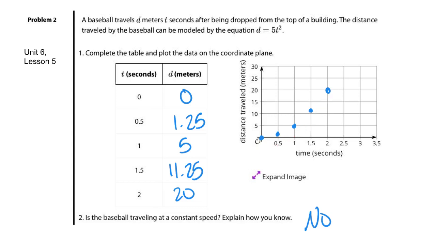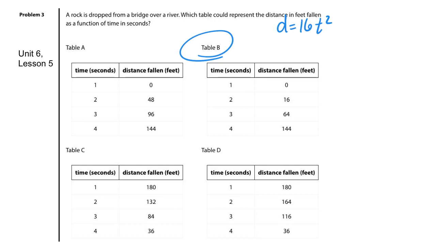And is the baseball traveling at a constant speed? No. If it was, it would be a straight line. It would be a linear function. That's your constant rate of change. But we see that it does not have a constant rate of change. It would be a curved line if we connected it, and so no, it is not traveling at a constant speed. Number 3, the correct answer would be table B.